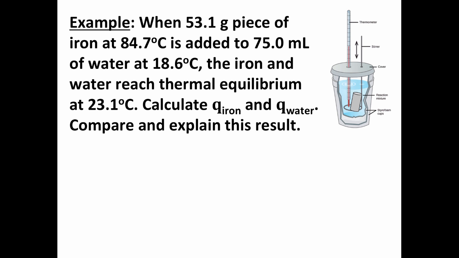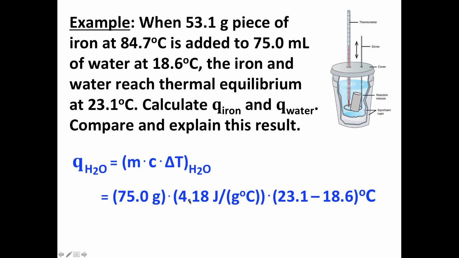Okay, next we calculate the heat for water, and it's the same type of calculation, but we use the values for water. Q water = mcΔT water, and we note that we're given the volume of water rather than the mass, but if we remember that the density of water is 1.0 grams per milliliter, then 75 milliliters of water is 75 grams. That gets multiplied by the specific heat of water, which is 4.18 joules per gram degree Celsius.